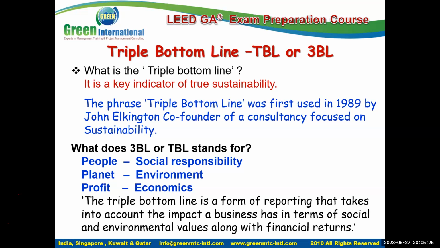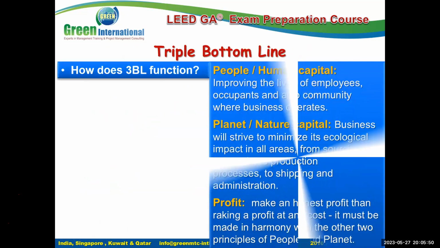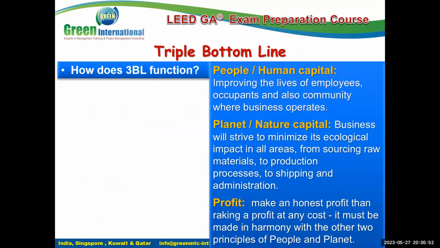It ensures that we don't pay too much money and we don't pollute the environment, and we are also keeping the people in mind, the users, the stakeholders. It could be the occupants, it could be the people who just work there for a few hours, people who stay there, people who work, everybody. So all of the people, the planet and the profit fall under the triple bottom line. So how does this function? Right. So this is an example of what I've already mentioned.